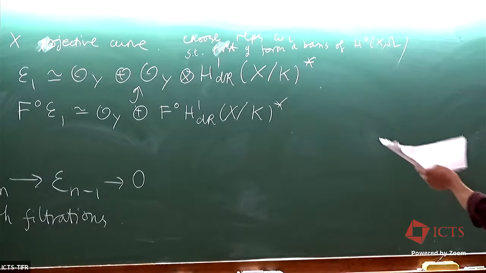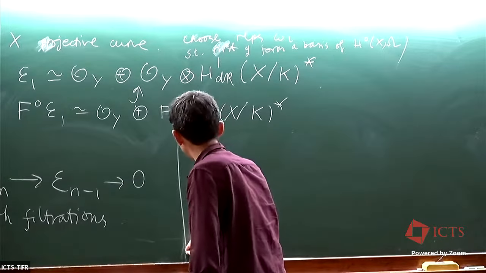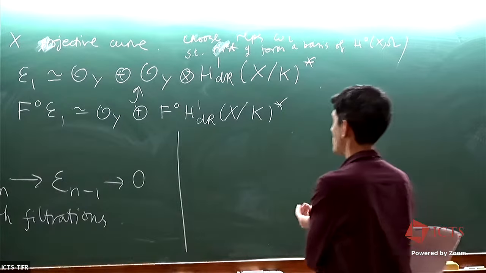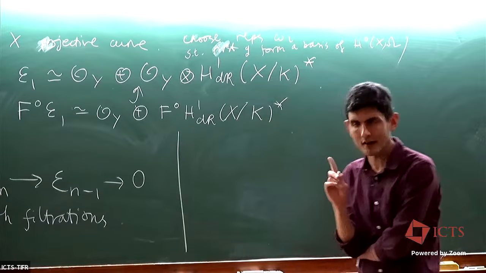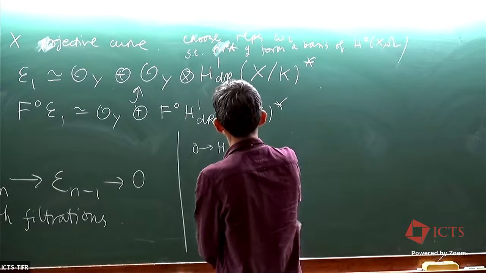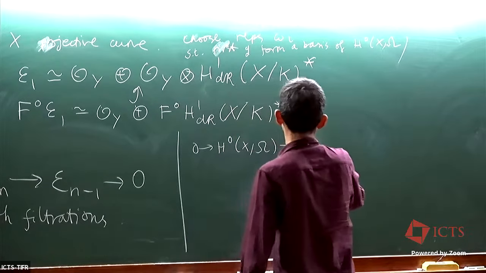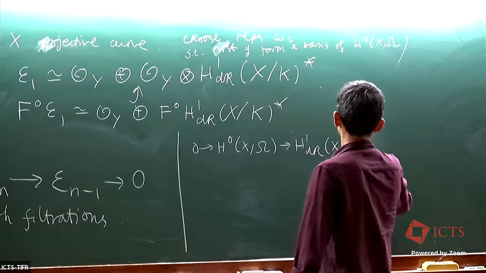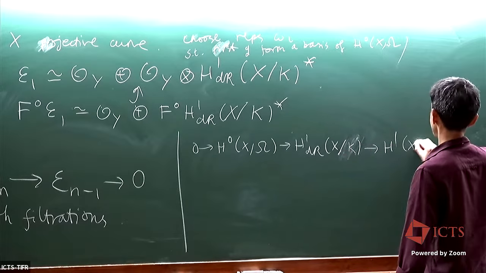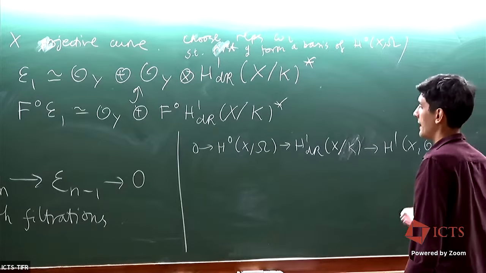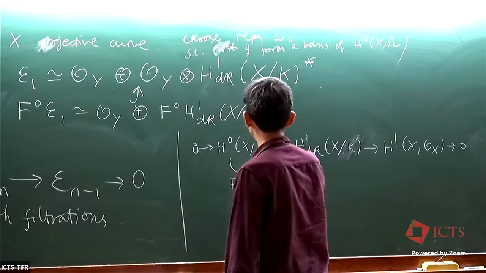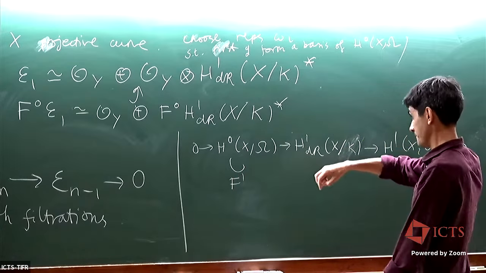So maybe I should just, we've discussed quite a bit about the Hodge filtration just as a filtration on the de Rham cohomology. It's come up in Samuel's lectures as well, but let's just remind ourselves of the numerology that we have on de Rham cohomology. We have H naught X omega to H1 de Rham X over k to H1 X over O_X. And the numerology, which is the convention in the subject, is that this is F1, and then everything is F0.